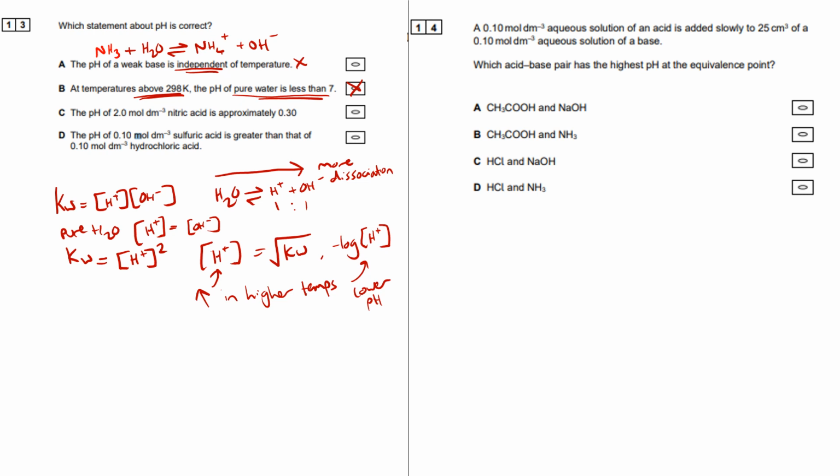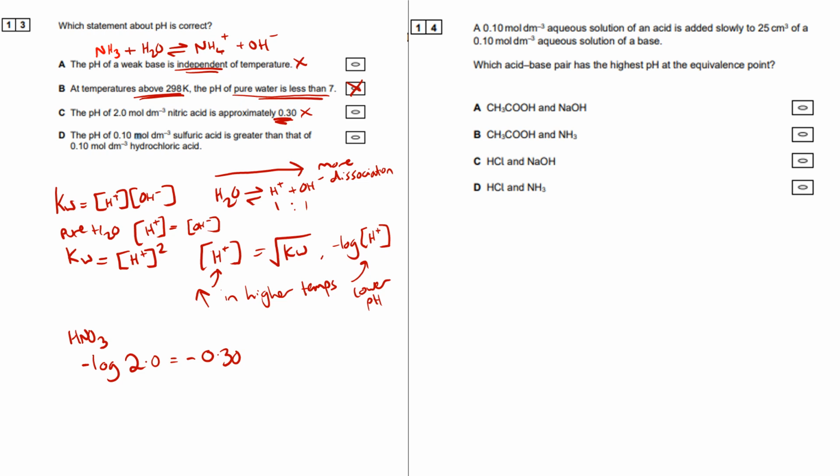Let's just go through C and D to eliminate them. So nitric acid, HNO3, is a strong monoprotic acid. So to work out the pH of a strong monoprotic acid, you just minus log the concentration of the acid. So minus log 2 moles per decimeter cubed. That gives us an answer of minus 0.3 as a pH, not 0.3.